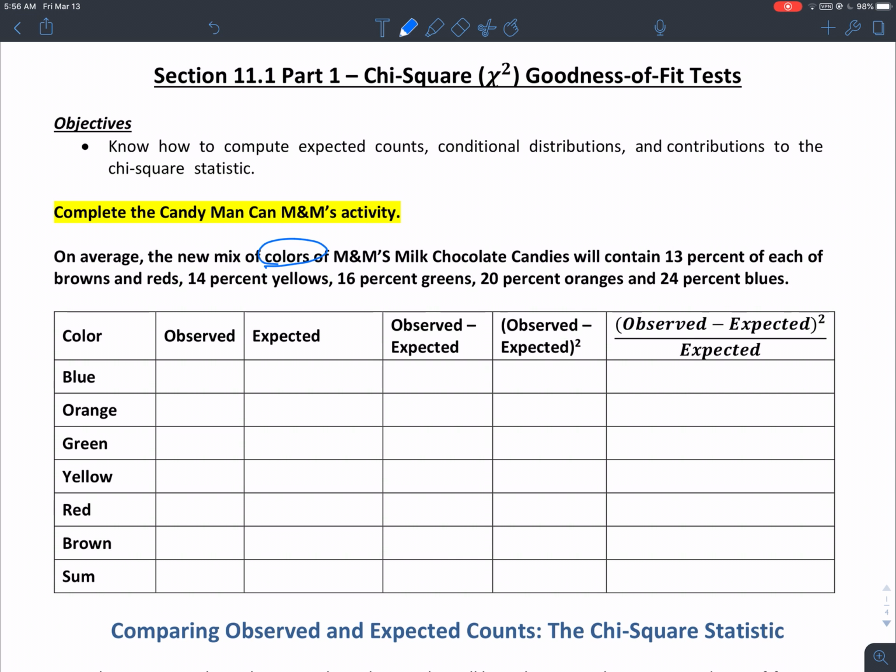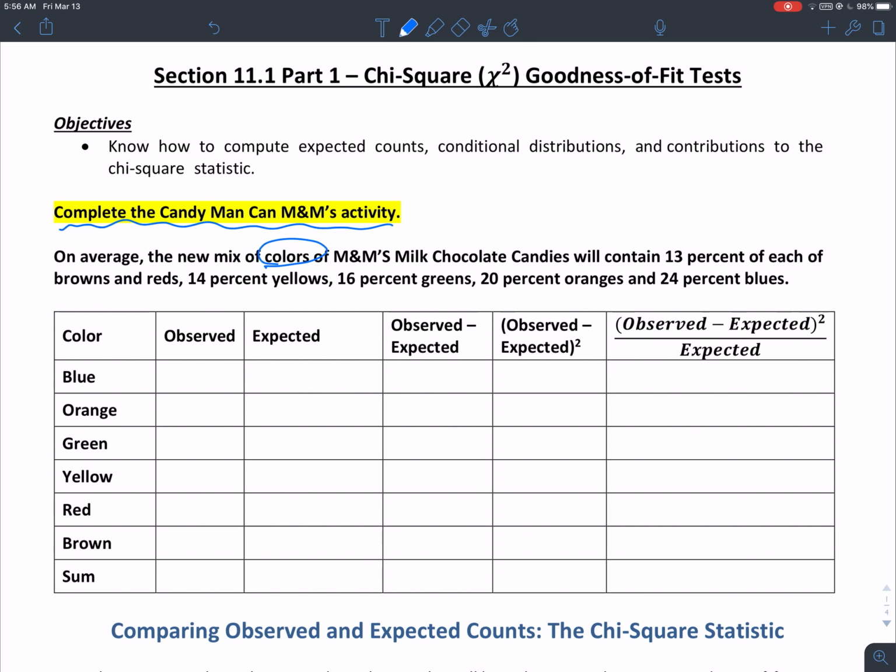Since we are not doing this activity together, which usually is a highlight of third quarter, unfortunately we can't do that right now. So I'll draw you a little picture of what the point of this activity was and how we're talking about M&Ms and colors.